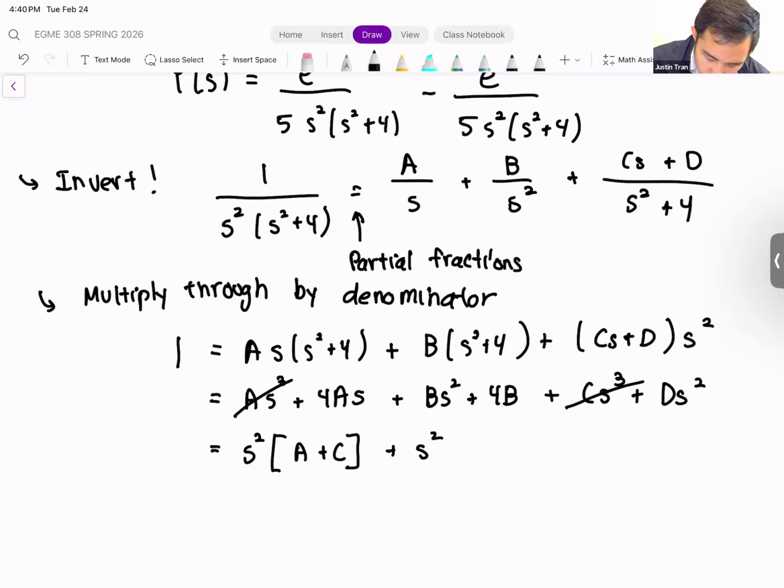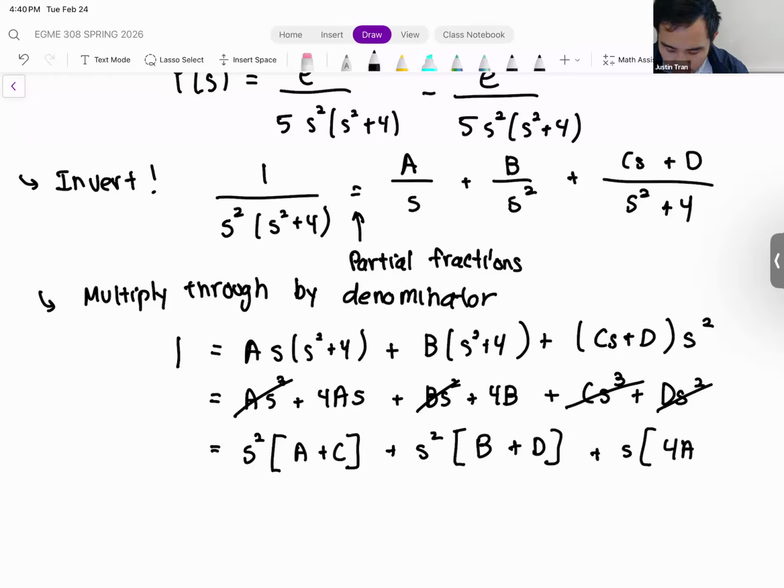Next, we have the s squared terms. So for s squared terms, we have b plus d. Next, we have the s terms, and so multiplied by s, we have a 4a. And then for the constant terms, we just have a 4b. And all this is equal to 1.